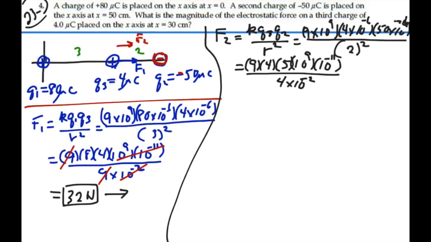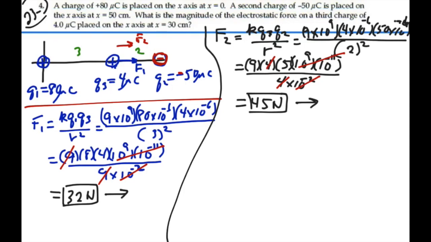and 4's cancel out. 10 to the minus 2 over 10 to the minus 2 cancels out, so it's 9 times 5, or 45 newtons. And that is in the positive x direction as well.